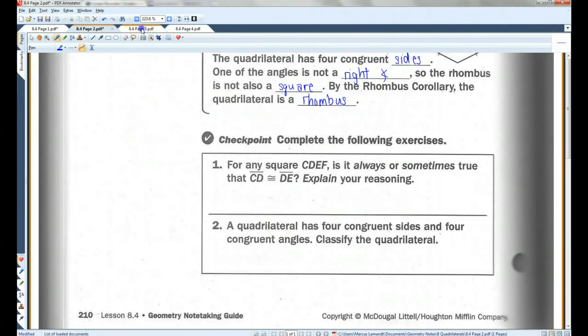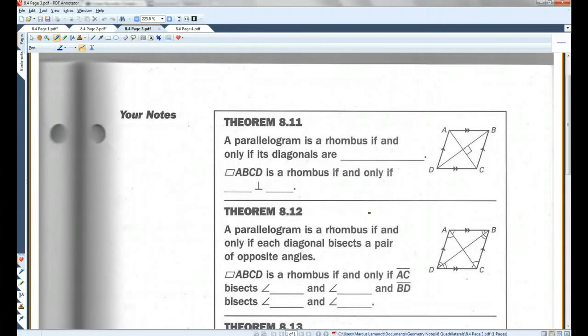Let's go on to page 3. A parallelogram is a rhombus if and only if its diagonals are perpendicular. So, if you have perpendicular diagonals, you know it's a rhombus. So in this case, AC is perpendicular to BD.